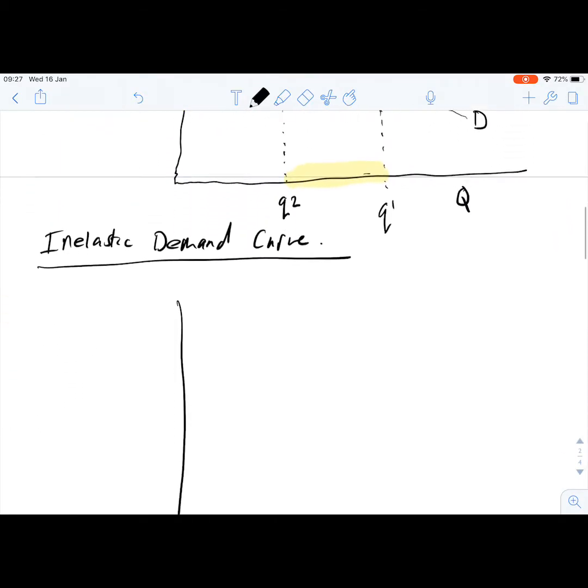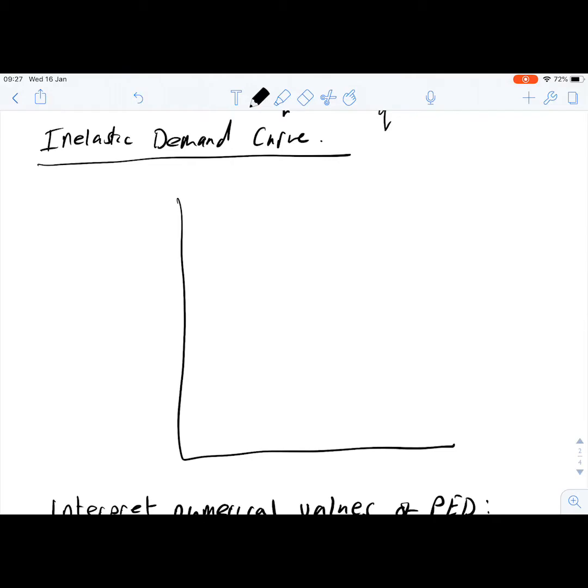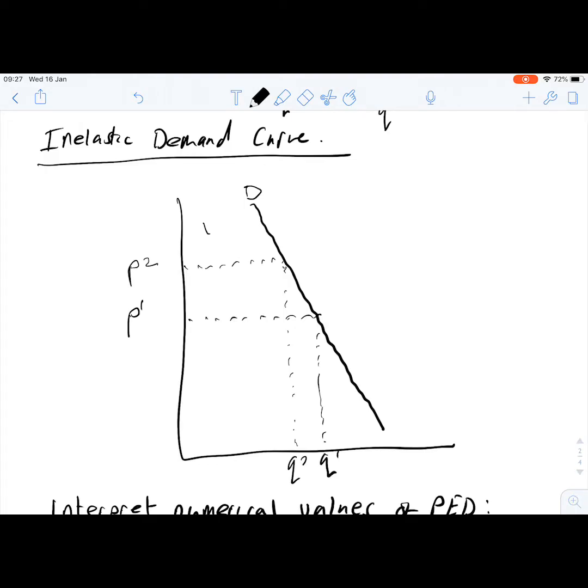Now let's have a look at what an inelastic demand curve looks like. Okay, so the demand curve would rotate to the right of a 45-degree demand curve. Let's label that D. Let's put in P1, hit the demand curve, go down, Q1, and then let's look at what happens if price increases to P2. Let's go down to quantity 2.